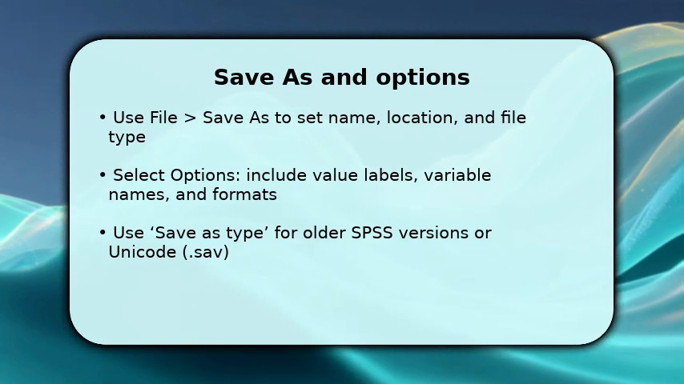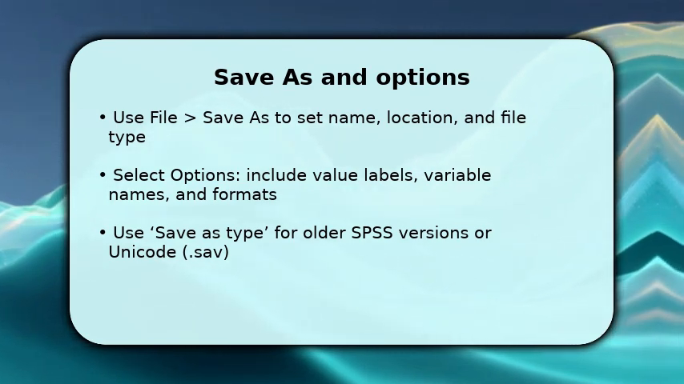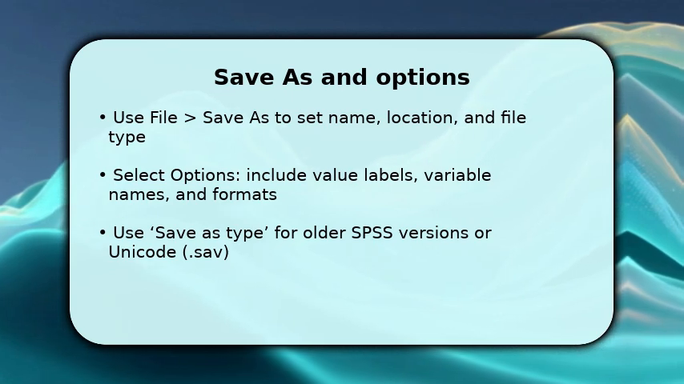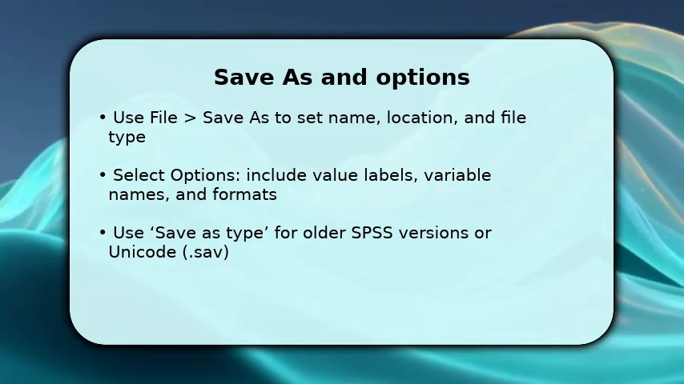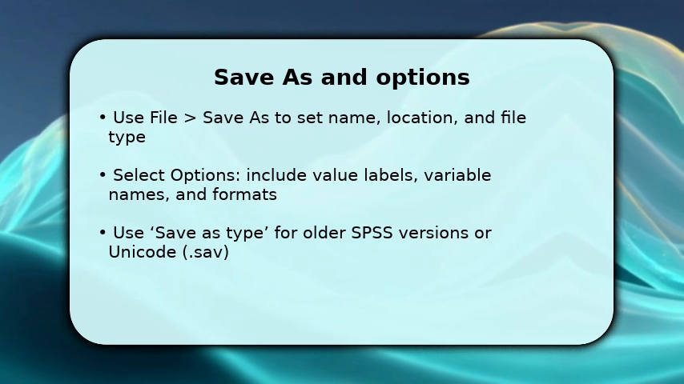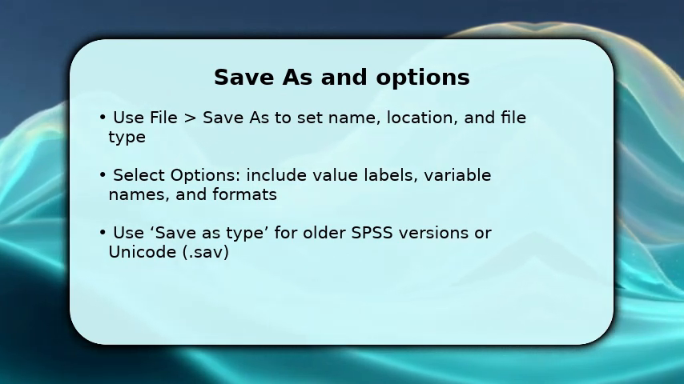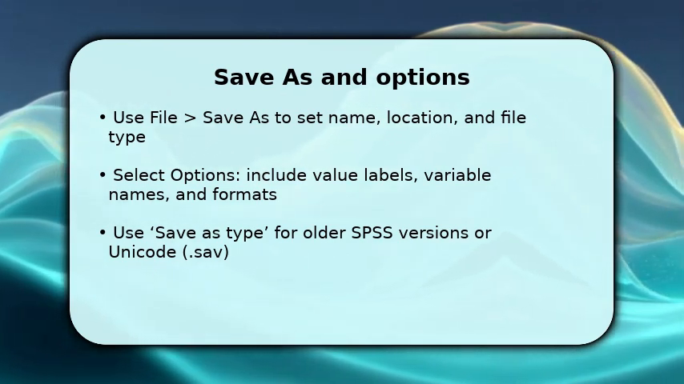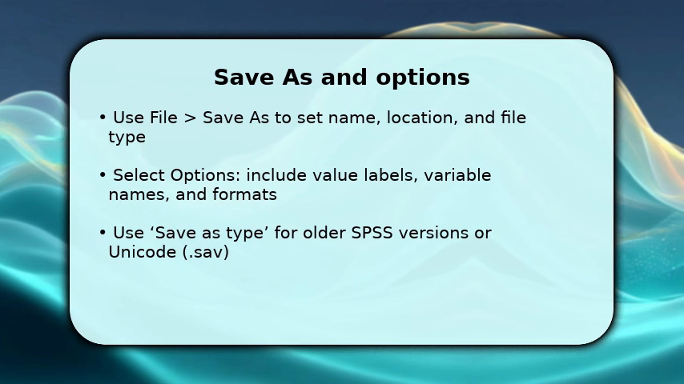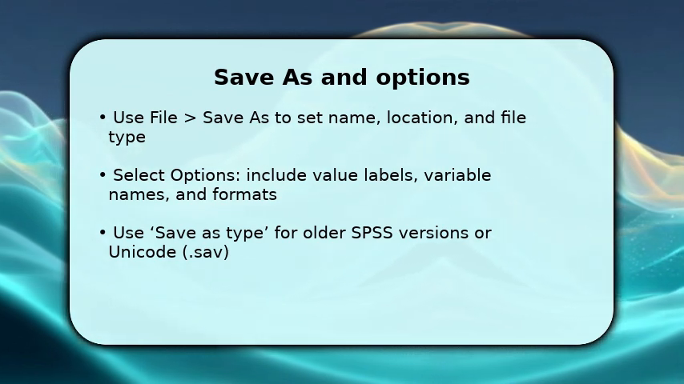In the dialog, adjust options to include value labels, variable labels, and formats so your metadata persists. This matters for later analysis and sharing. If you need compatibility with older SPSS, select the Legacy Save option. Otherwise, keep Unicode. Click Save, and SPSS writes both data and metadata.